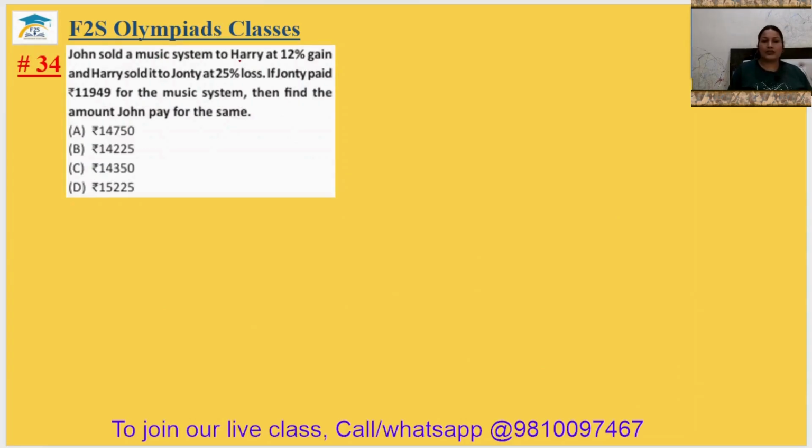John sold a music system to Harry at 12% gain and Harry sold it to John T at 25% loss. If John T paid this amount for the music system, then find the amount John paid for the same. So here we can see John T's CP is equal to Harry's SP, sales price.